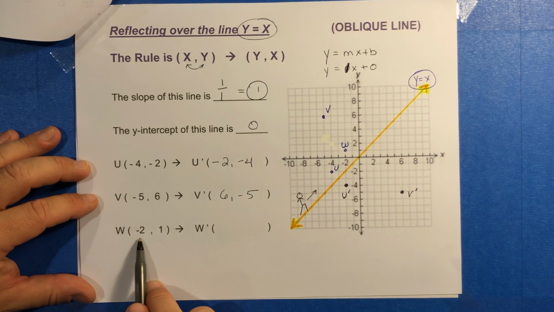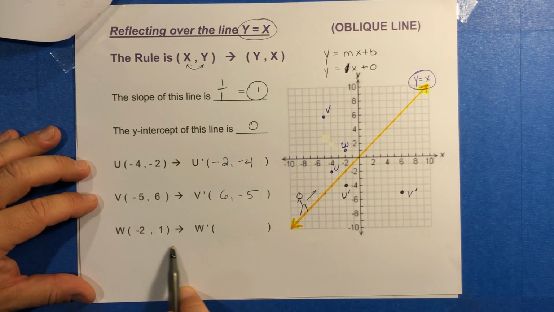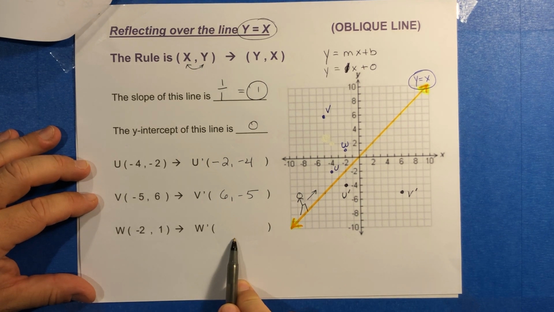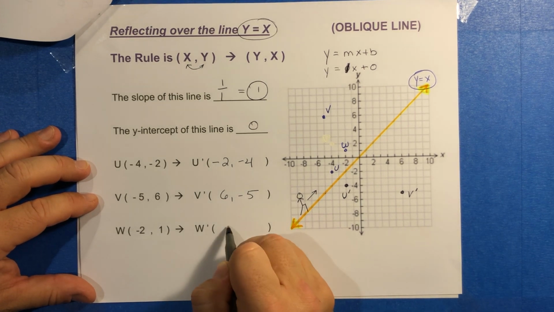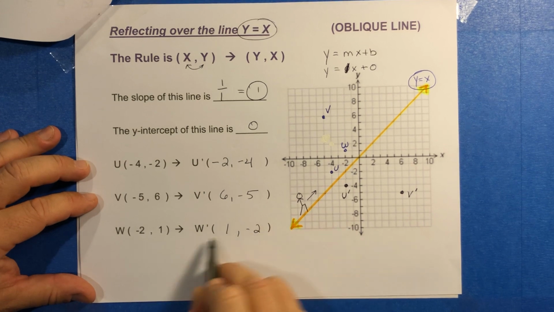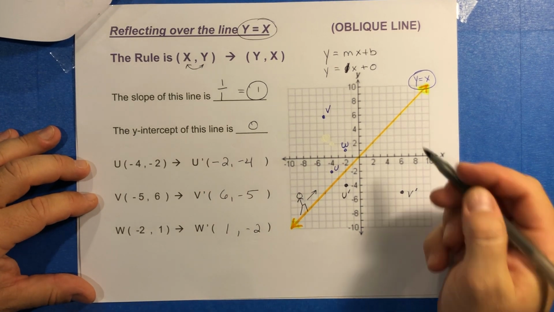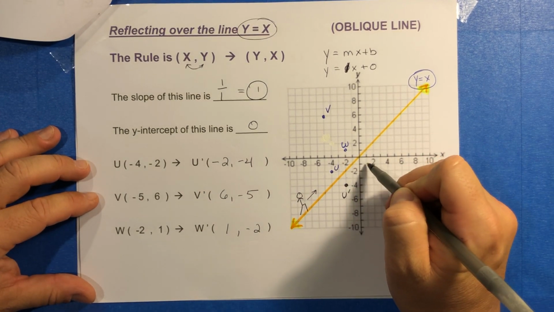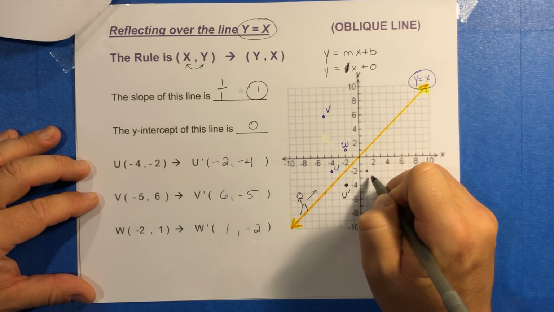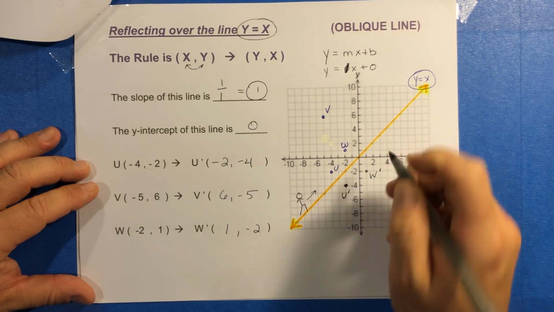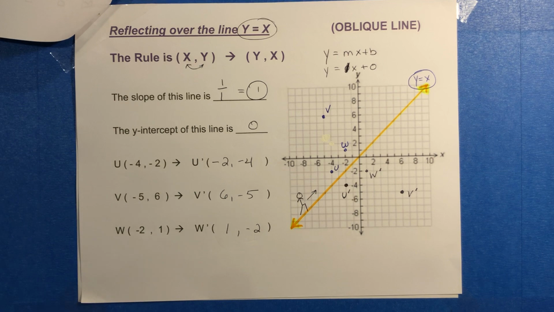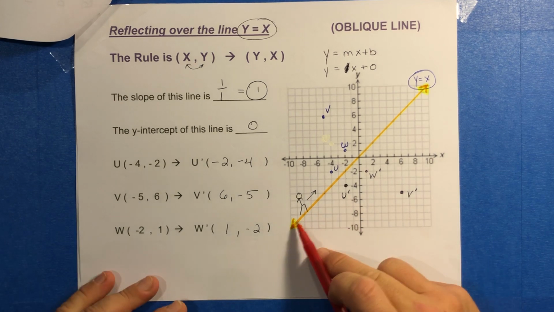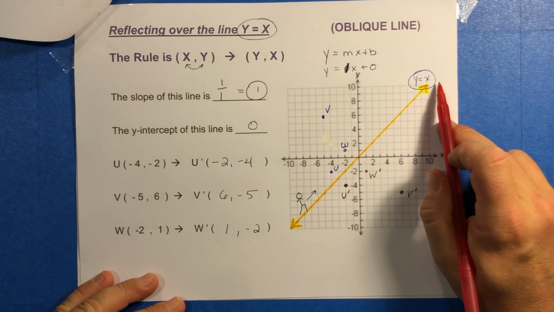Finally, we have W located at negative 2, 1. Well, ladies and gentlemen, where is W prime going to end up? Well, good job. So it's going to be at 1 comma negative 2. We just swapped the coordinates. Let's go try it. We're going to go to 1 comma negative 2. And that's going to be W prime. All right, now I'm going to do this very quickly, but we said the slope of this line is 1, right?